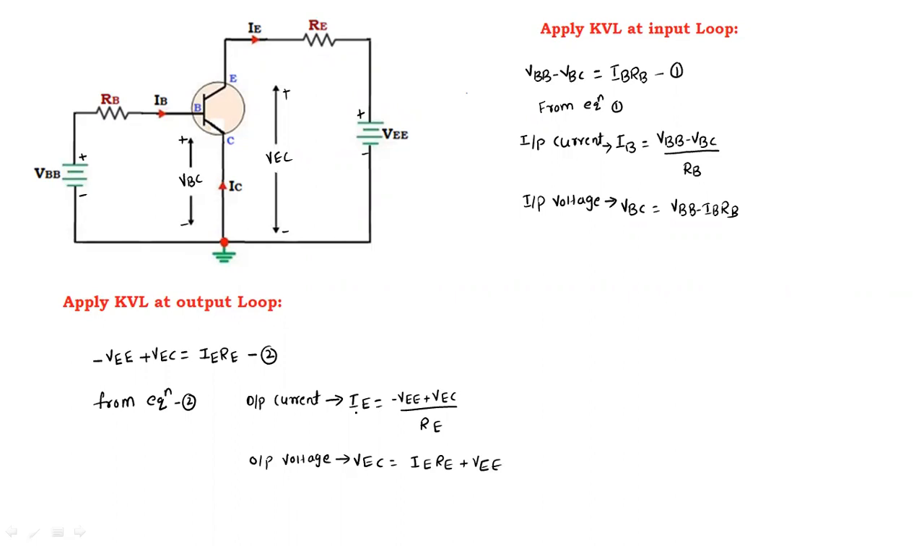It is the output current equation: IE is equal to minus VEE plus VEC divided by RE, and the output voltage is indicated by VEC. VEC is equal to IE RE plus VEE. This is the output voltage equation. This is about the input voltage, input current, and the output voltage equations of common collector configuration.